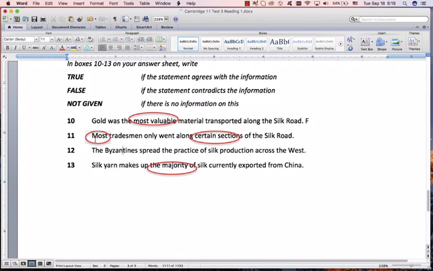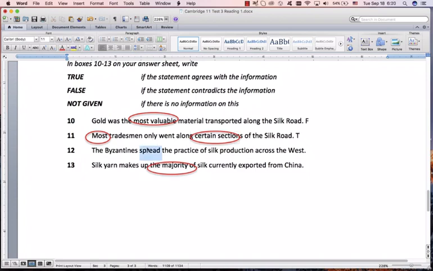That means most of them did not go along the whole thing, and that means most of them went along sections, parts of the route, not the whole thing. Think about it, it should be quite straightforward. That means that that is true. Not many of them went along the whole thing, most of them went along parts of the road.